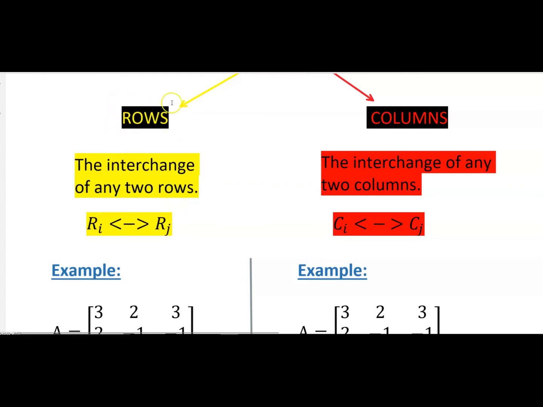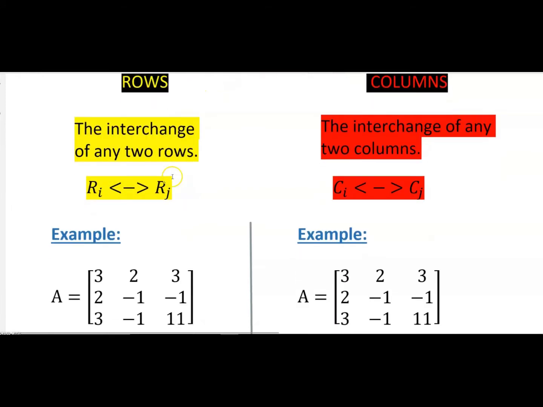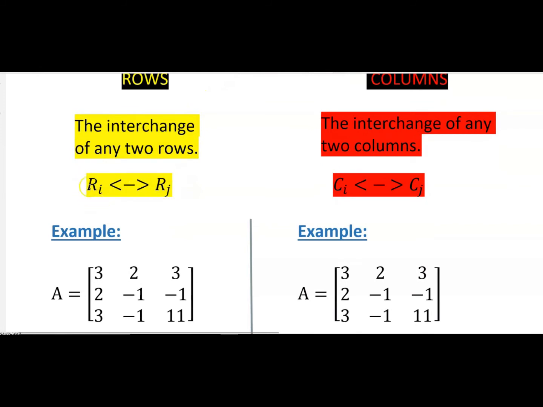First, if we are talking about the rows, what do you mean by interchange? If we take two rows, the first row and the second row, and interchange them, the second row will become the first one and the first one will become the second one. For example, I have written here R_i interchange R_j. It can be any number, depending on how many rows we have in the matrix.